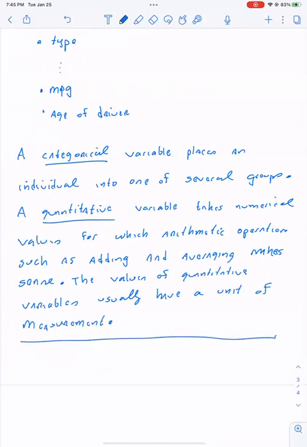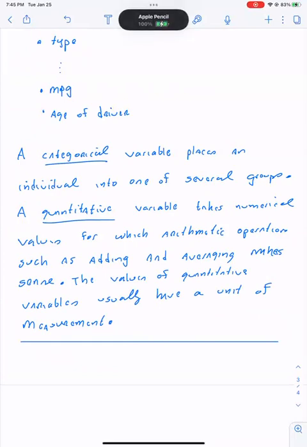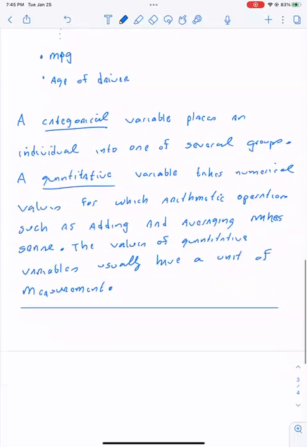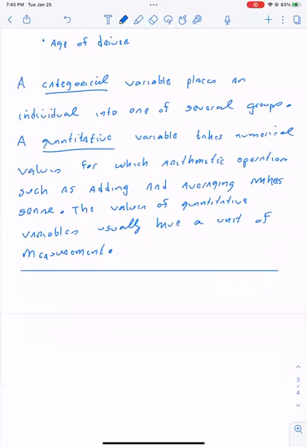So we divide up our variables into two types, categorical and quantitative. And those divisions are not arbitrary. The reason is because our methods of displaying data are different for categorical variables versus quantitative variables. We actually display data in different ways.